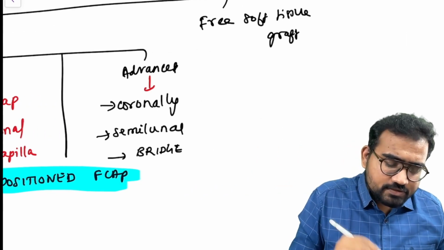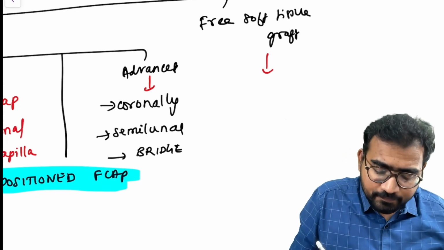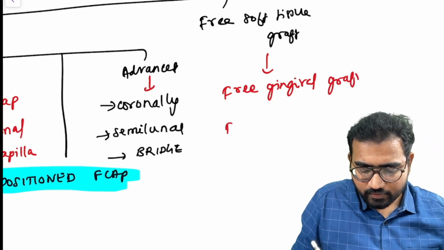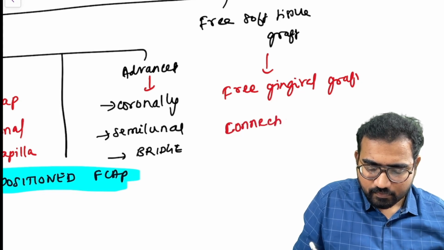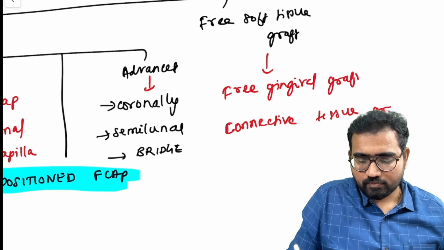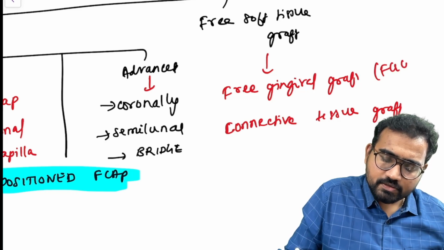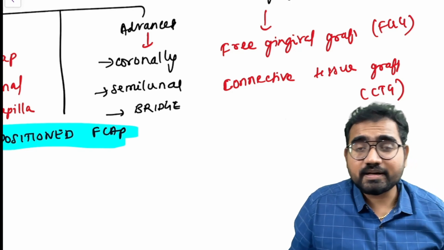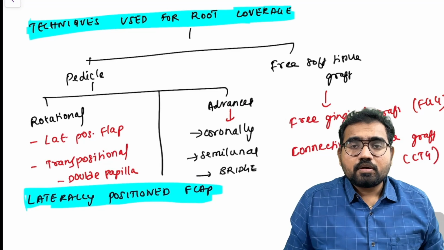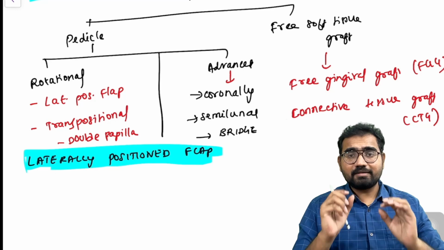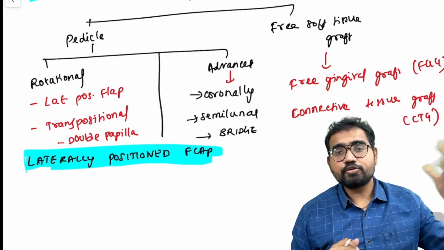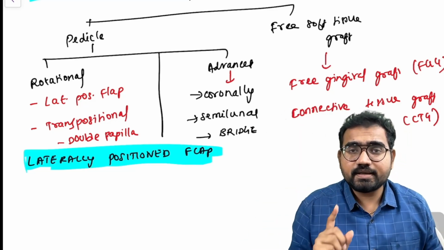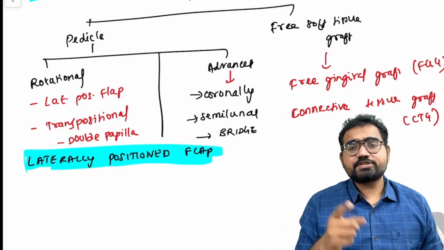Now, coming to free soft tissue graft. Free soft tissue graft can be free gingival graft and connective tissue graft. Okay, it can be FGG or CTG. Free gingival graft and connective tissue graft. So these two are free soft tissue graft wherein I'm going to completely detach that piece of tissue and I'm going to place it at the recipient site. So the donor tissue completely detaches and it is placed at the recipient site. That is going to be called as free soft tissue graft. If it is attached, then it becomes pedicle graft.